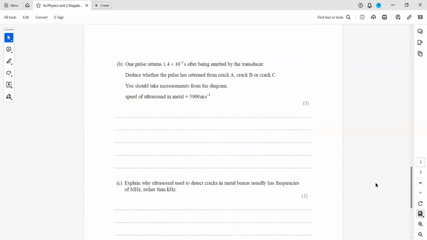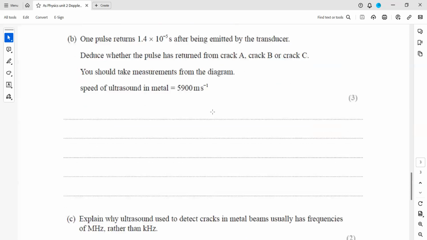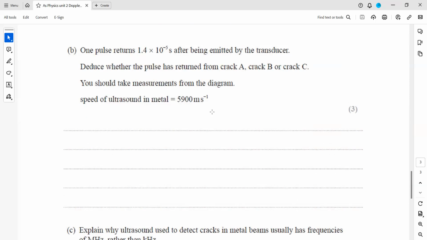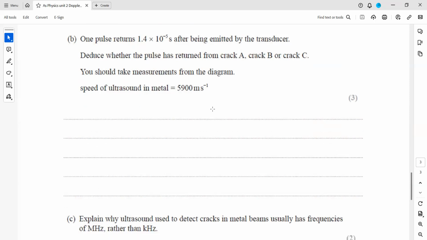The next part: one pulse returned 1.4 times 10 to the power minus 5 seconds after being emitted from a transducer. Deduce whether the pulse has returned from crack A, crack B, or crack C. You should take a measurement from the diagram. The speed of the ultrasound is given. So we have to use a formula: speed is 2d over t. Why? Because it is reflected. So the time will be 2d divided by speed.